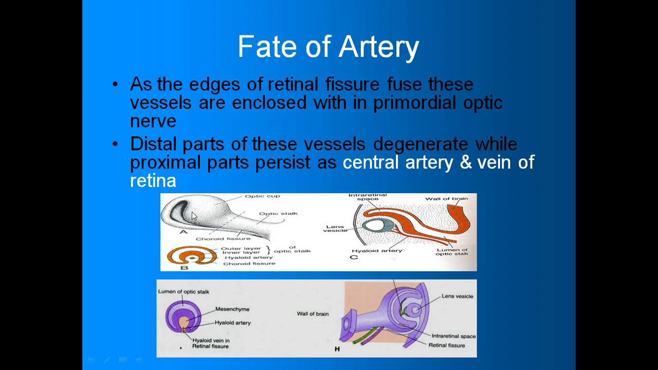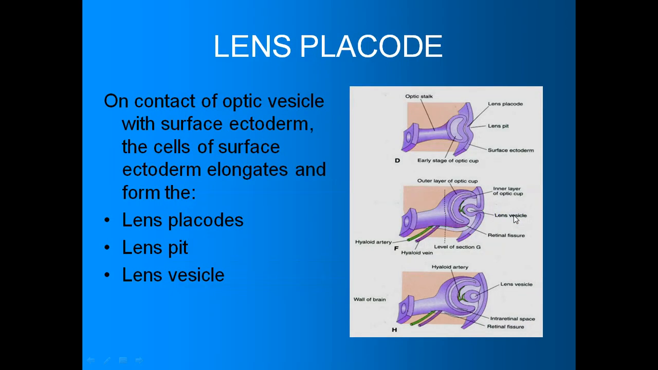That part of the hyaloid artery within the eyeball or the optic cup area will disappear, while that part of the hyaloid artery within the optic stalk will persist as the central retinal artery. It is called so because it nourishes the retina from the center portion of the retina, then divides into superolateral, inferolateral, superomedial, and inferomedial branches. So that is the fate of the hyaloid artery.